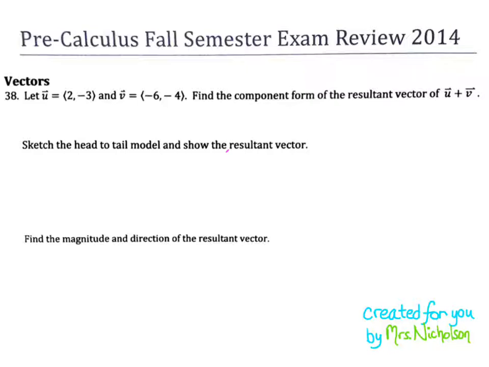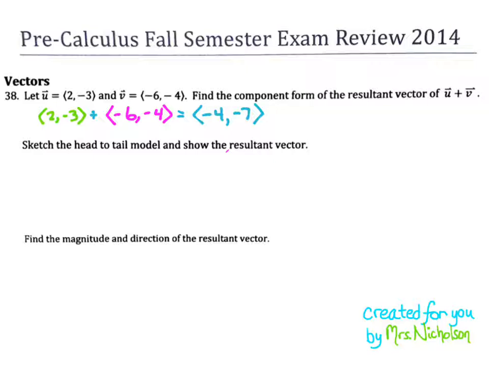together. So I'm going to start out with the component form of vector u, which is 2, -3, plus vector v, -6, -4. And to find the resultant vector, we're going to add together the horizontal components. 2 plus -6 gives me a horizontal component of -4. And we're going to add the vertical components. -3 plus -4 gives me a vertical component of -7. And so that gives me the component form of the sum of these two vectors.